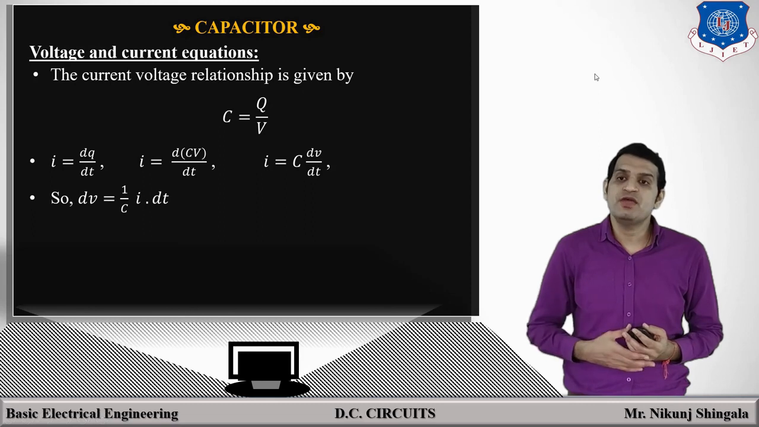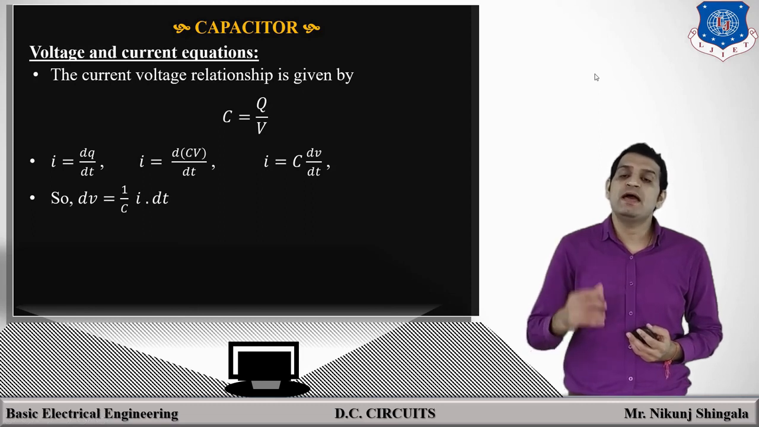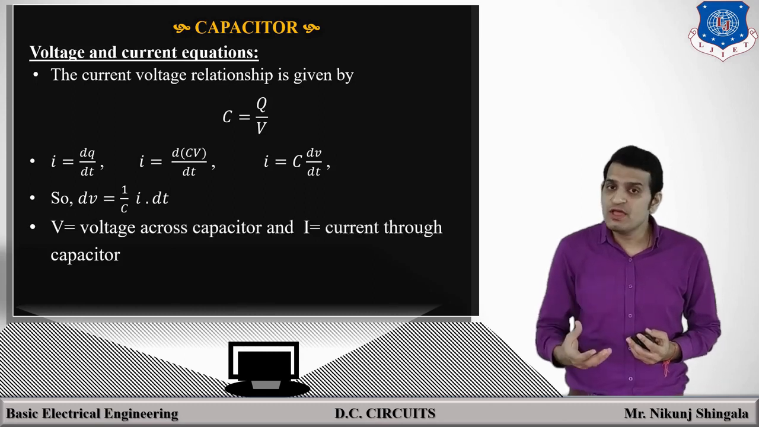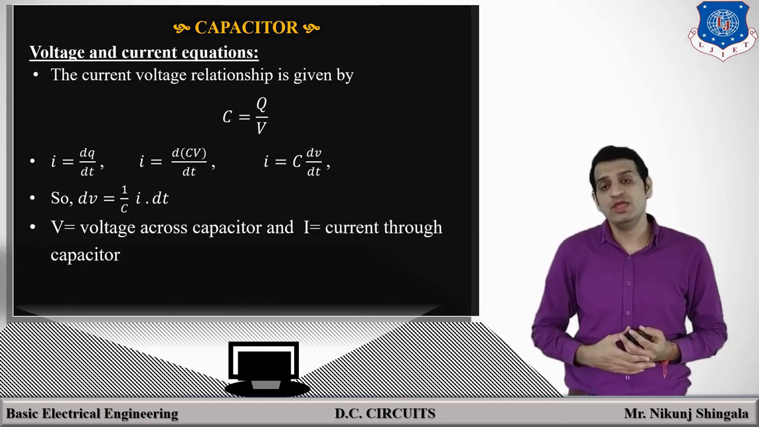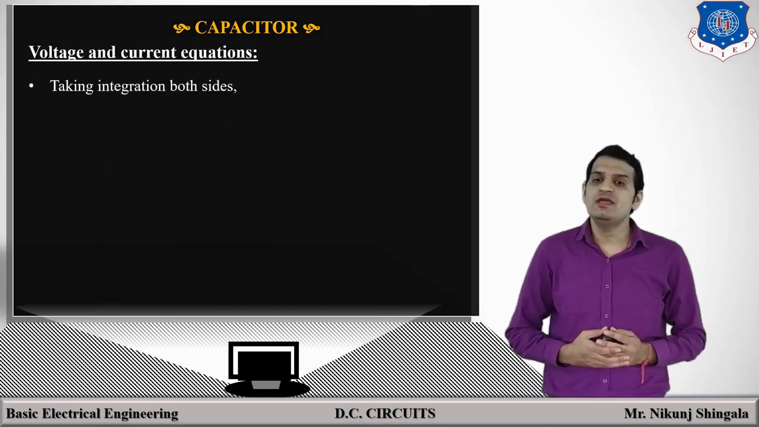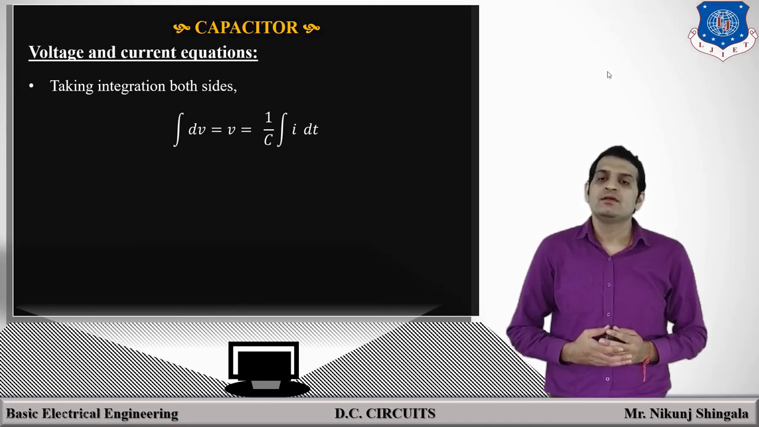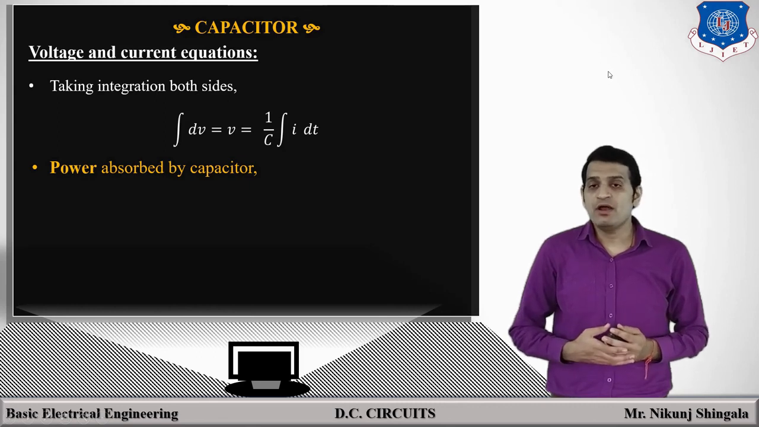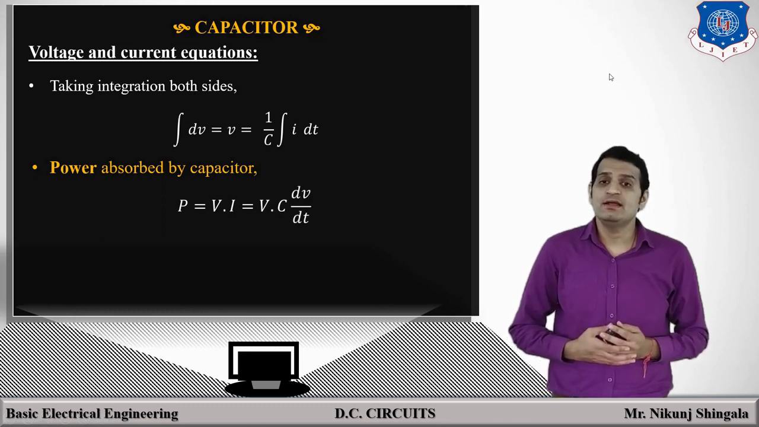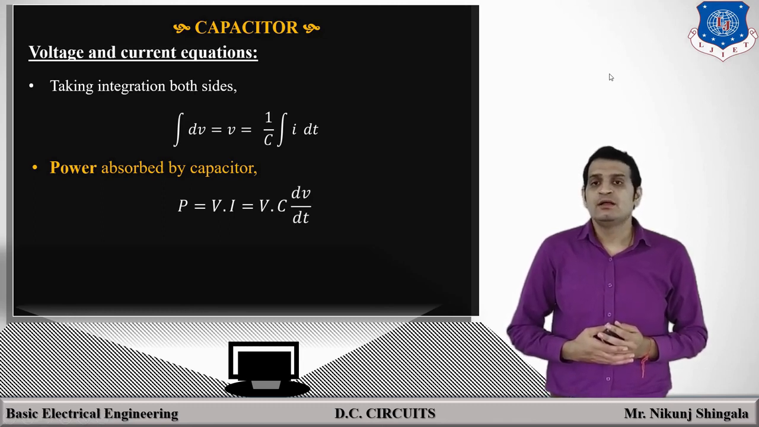Making dV as a subject, we can write dV is equal to 1 by C i dt, where V is the voltage across the capacitor and i is the current flowing through the capacitor. Now taking integration on both sides, integration of dV is nothing but V is equal to 1 over C integration i dt. Now the power absorbed by the capacitor. So P is equal to V into i. So we can write P is equal to V C dV by dt.